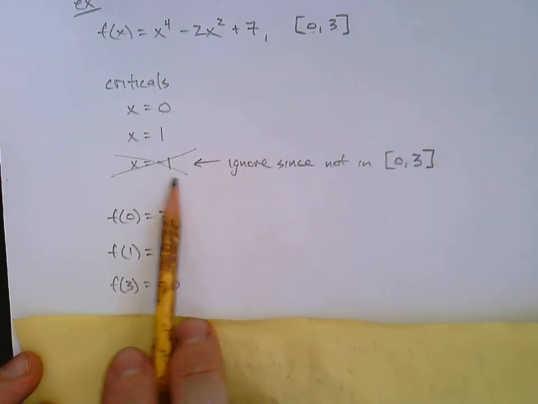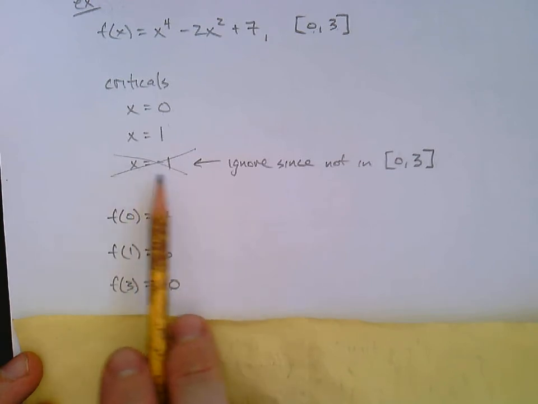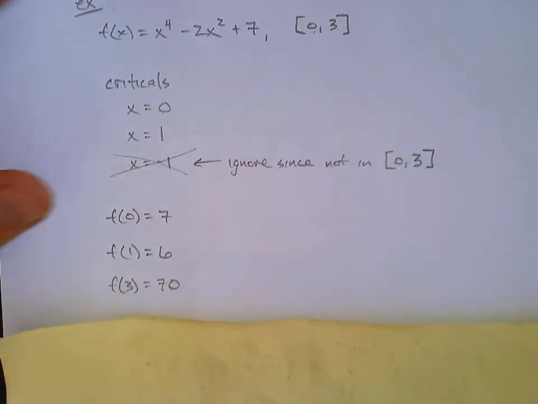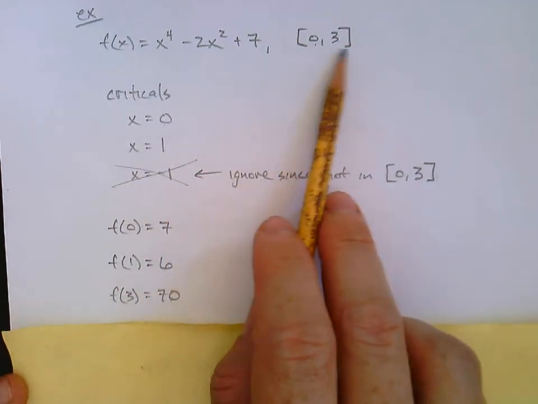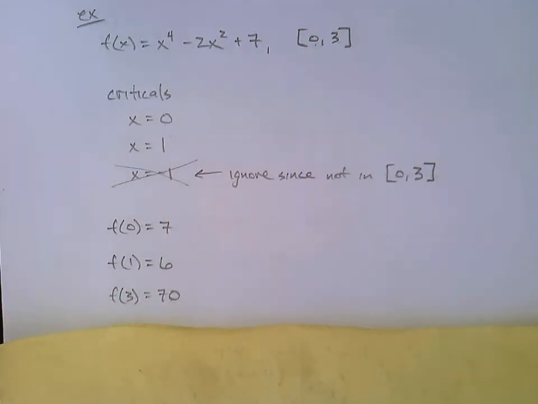But, you know, this could have led us astray. It could have led us to a different answer, obviously. The moral of the story: any criticals not inside your interval, you can just ignore.